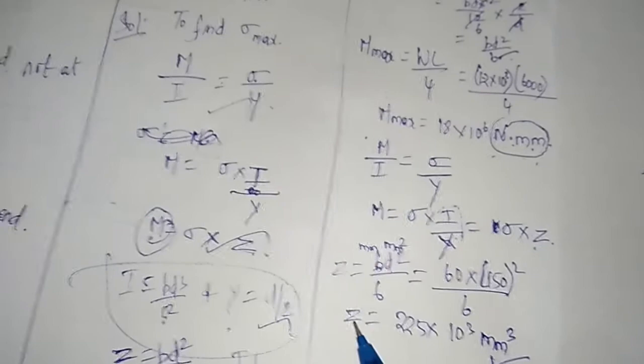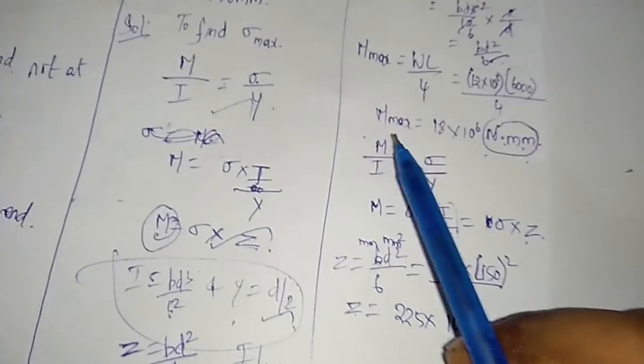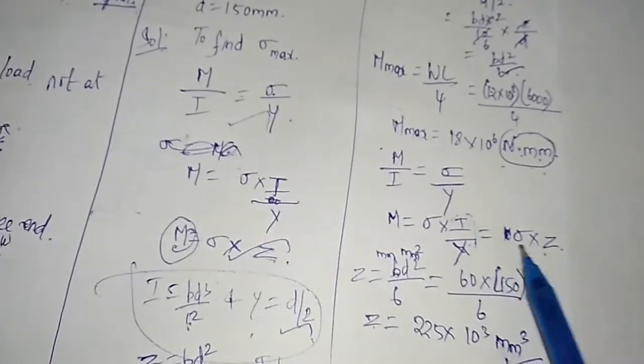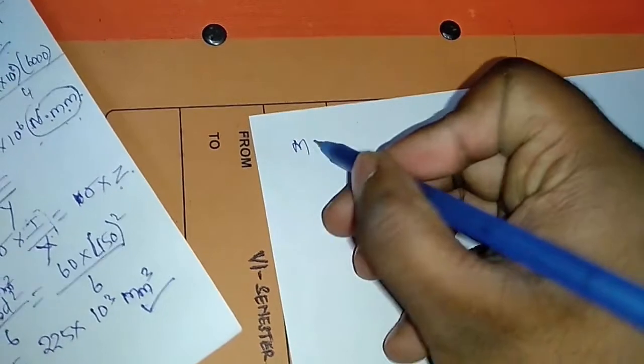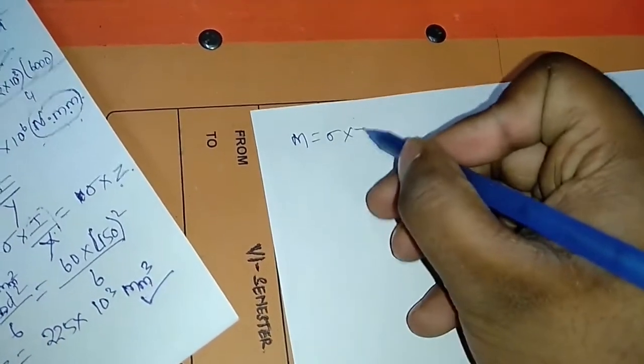So now you have the Z value. Now you also have the moment value, right? So it's easy to find the stress. I will solve it. See here, it is like this. Moment is equal to sigma into Z.